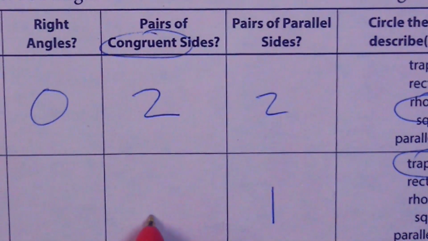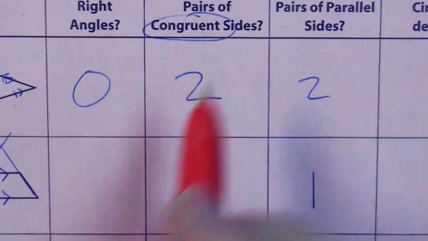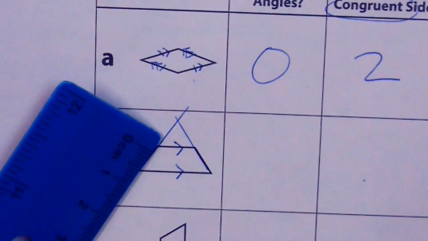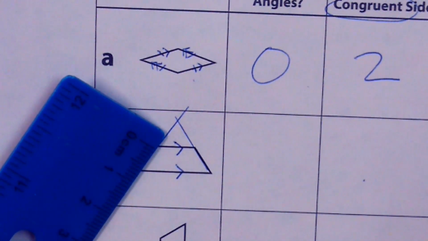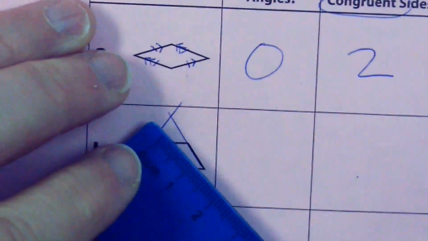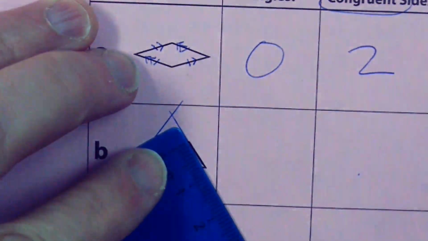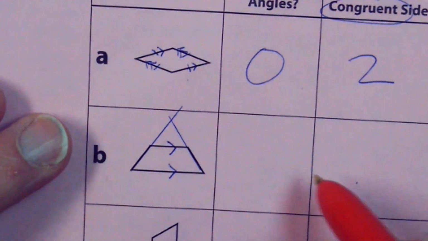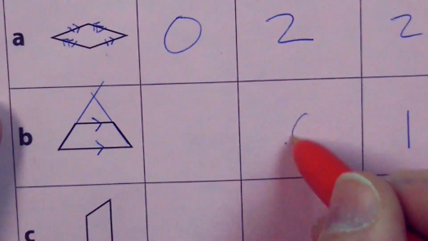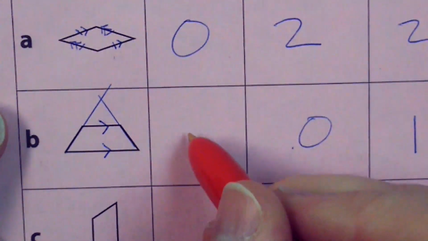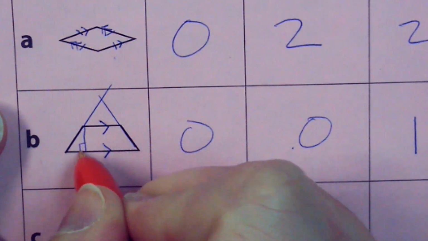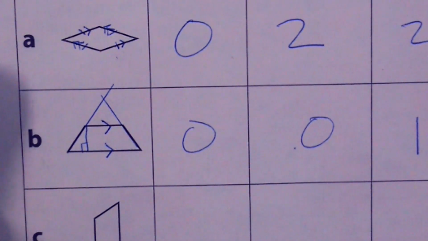Pairs of congruent sides? We don't technically know that unless we measure, but I guess I could do that real quick. That appears to be 8 millimeters. 7 millimeters actually. And that one kind of looks like 9 millimeters. So none of the sides are congruent. And then right angles, also none. Or else I would have those lovely square markings, right? There's no angles in there that would make a square or a rectangle. Okay?